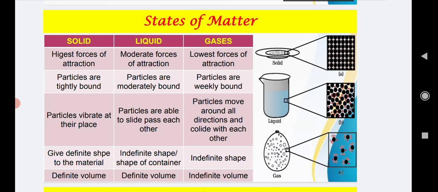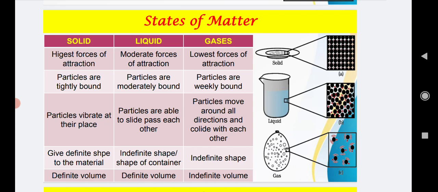So what are the characteristics of these three states? Solid state has the highest force of attraction between the particles. The particles are bound together very tightly. Particles vibrate in their own place because they have very little space to move around. The particles give a definite shape and a definite volume to the material.